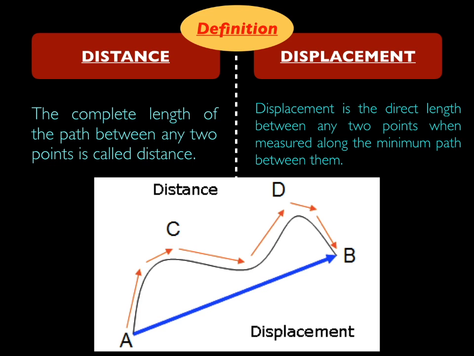In the image, you can see the points A and B. A is the starting point, whereas B is the end point. When we move towards the point B from A along the path of ACDB, ACDB will denote distance, and the direct length between point A and the end point B will give us displacement.